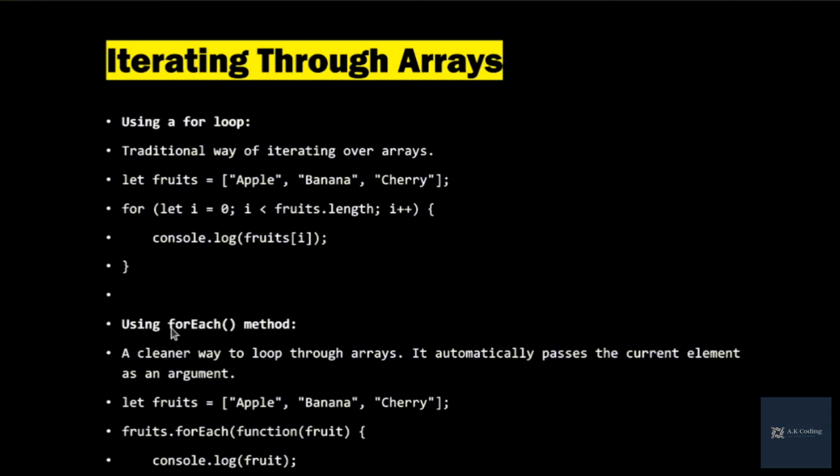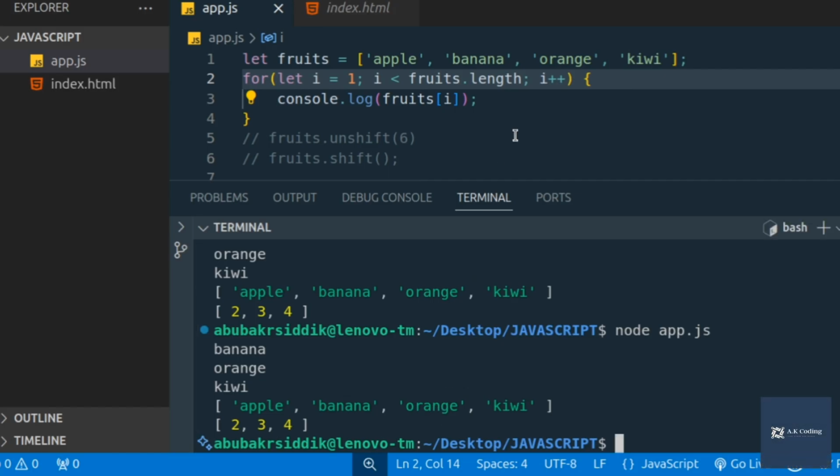The next one is using for each. So using for each method, a cleaner way to loop through arrays, it automatically passes the current element as an argument. So it means if we use for each for that, it automatically passes the current element as an argument. So this means the current element is fruits, I mean apple, banana, cherry, these three elements, and it passes as an argument to for each. So for example, fruits we are declaring and using for each, we are using a function inside the for each, and we are giving an argument called fruit, and when we console it, fruit, we'll be getting apple, banana, cherry.